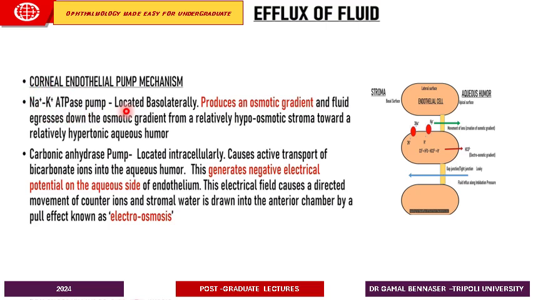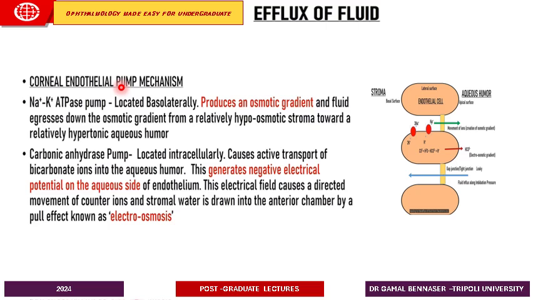And this pump mechanism will pump the sodium toward the aqueous, and in this way it creates an oncotic pressure, so that the water will be drawn from the stroma down this pressure towards the aqueous. So it is an indirect way, by pumping the sodium toward the aqueous. This will create an oncotic pressure and osmotic gradient that draws the water from the stroma toward the aqueous. The other pump mechanism is the carbonic anhydrase pump.